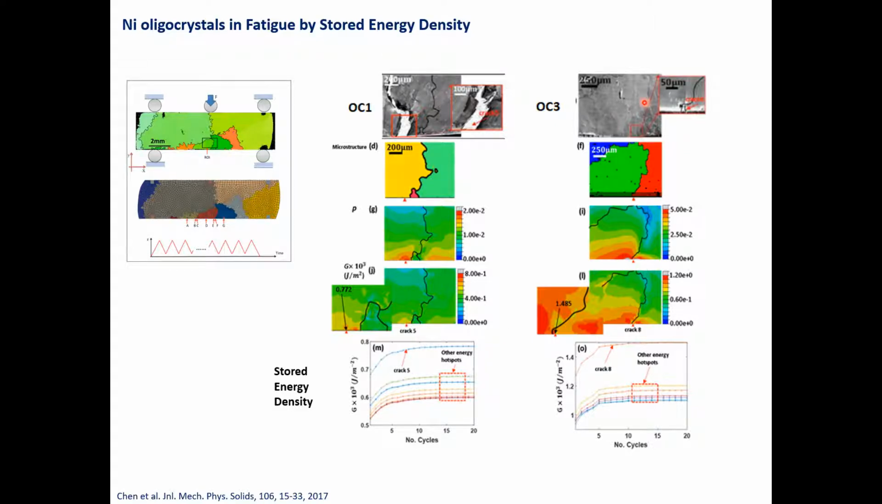Another example, which we call oligocrystal 3, is shown on the right. And here, a very different crystallographic structure, different microstructure, but again, we capture precisely where the crack nucleates in this case also, and by a very strong margin away from other regions where the stored energy density is much lower. So very clear identification of that defect nucleation.